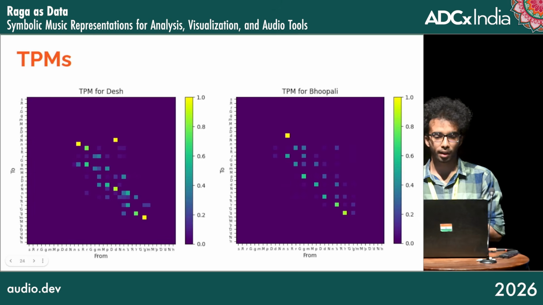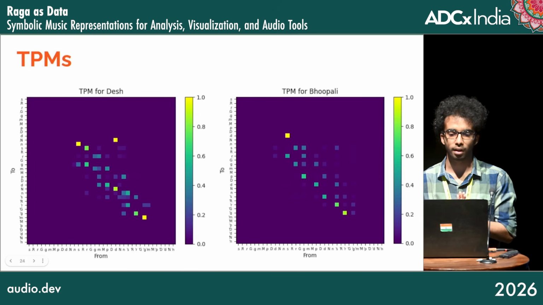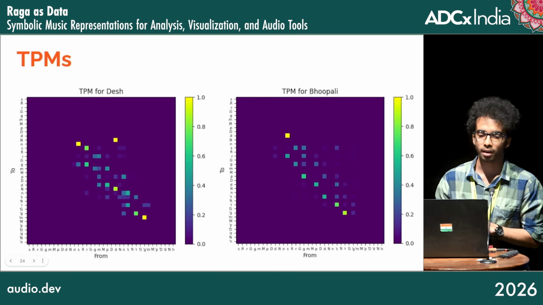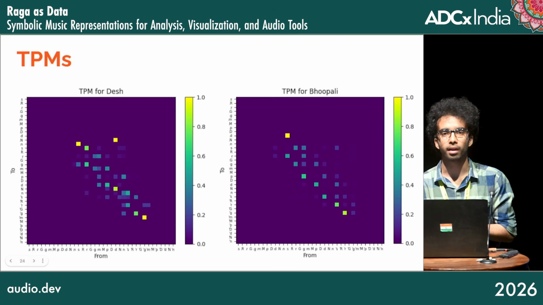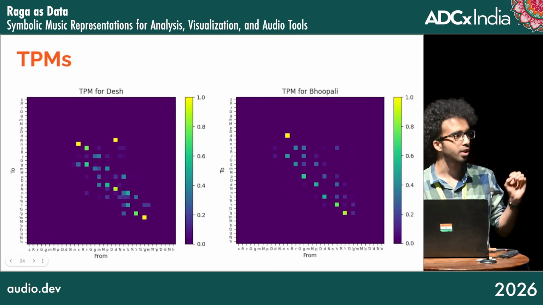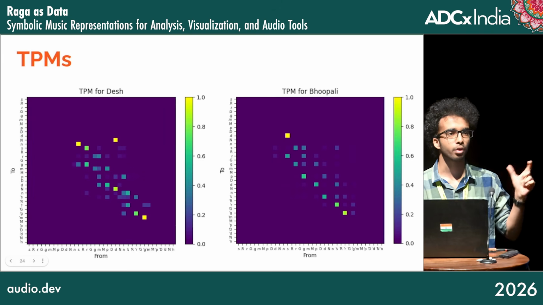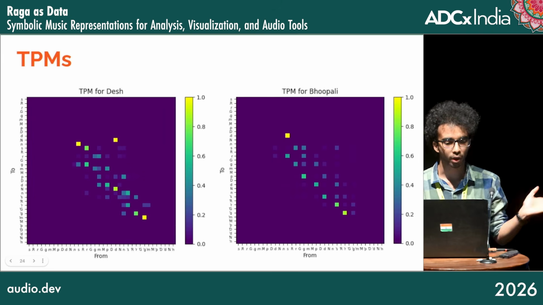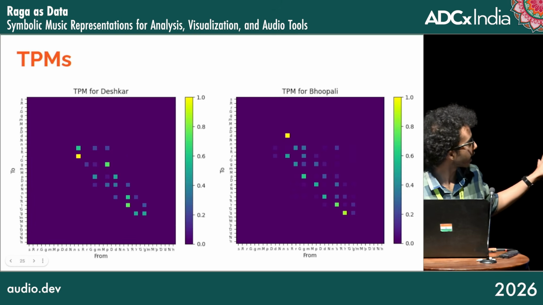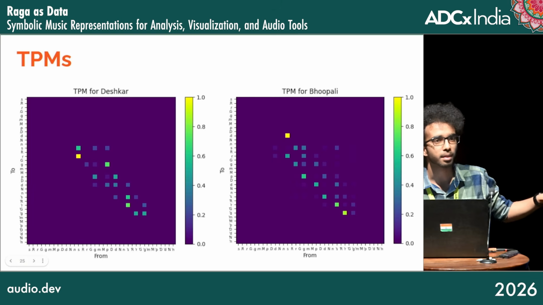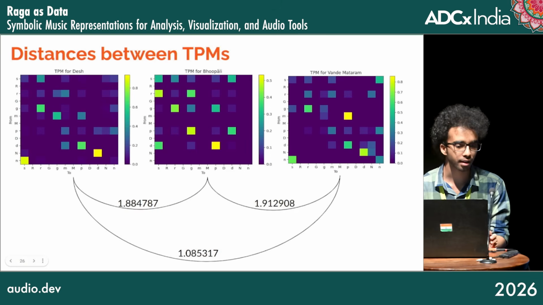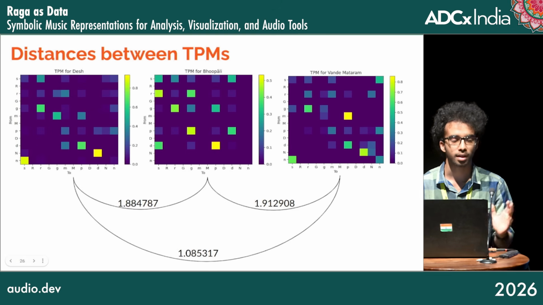Now let's quickly run over some tools which you can use, not necessarily NLP. This is the idea of TPMs, where you create a transition probability matrix of which note is going where. So if you have Sa Re Ga, Sa to Re is a transition, Re to Ga is a transition. You compare that for different ragas. For Desh and Bhupali, you see it's different. For Deshkar and Bhupali, you see it is similar because they are similar ragas. So you try to calculate distances based on it, like KL divergence or some other metrics.